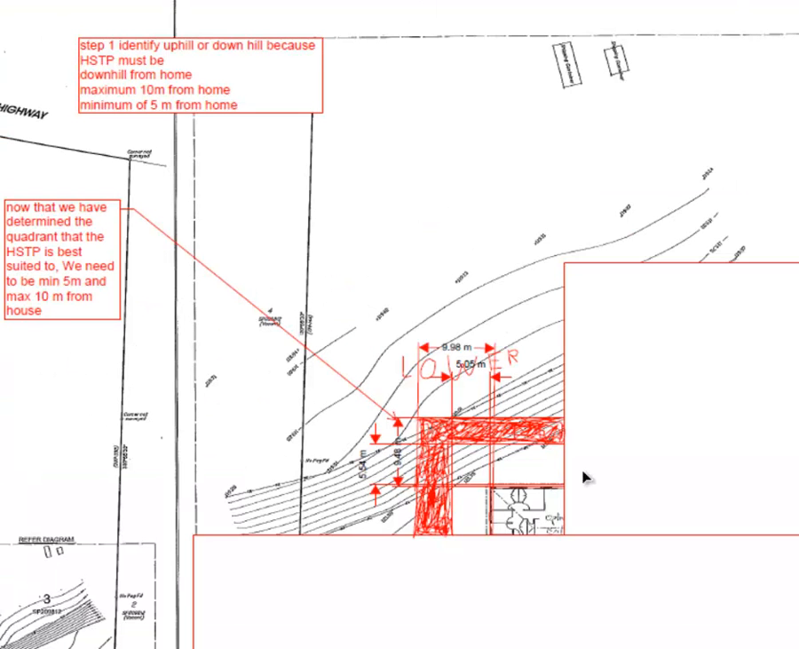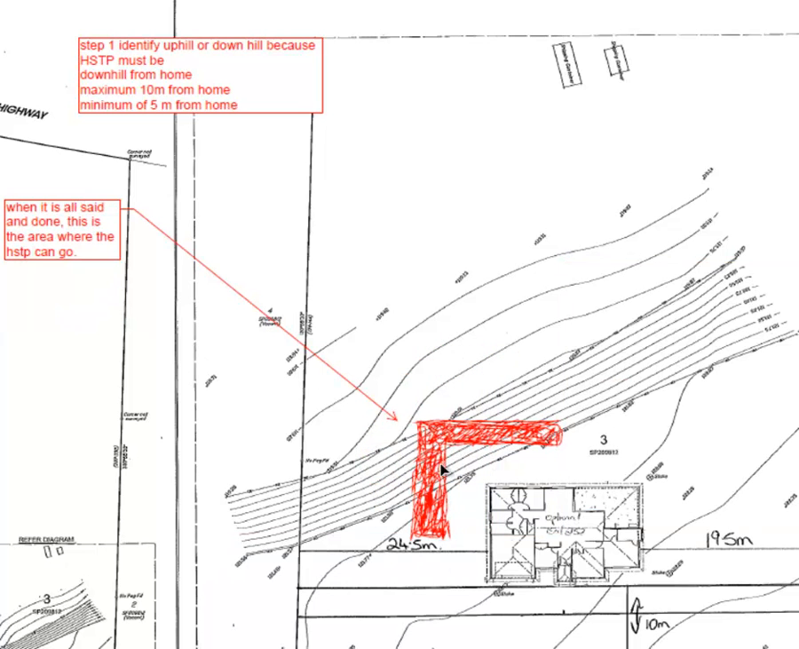Now this looks a little bit messy, but what we've done is we've showed, here's the side of the house, and this dimension line shows 10 meters, and this shows 5. So that space there is less than 10 and more than 5. And this space in here that's colored red is less than 10, which is there, and more than 5. So that shaded in area is basically the only place we can put the HSTP tank.